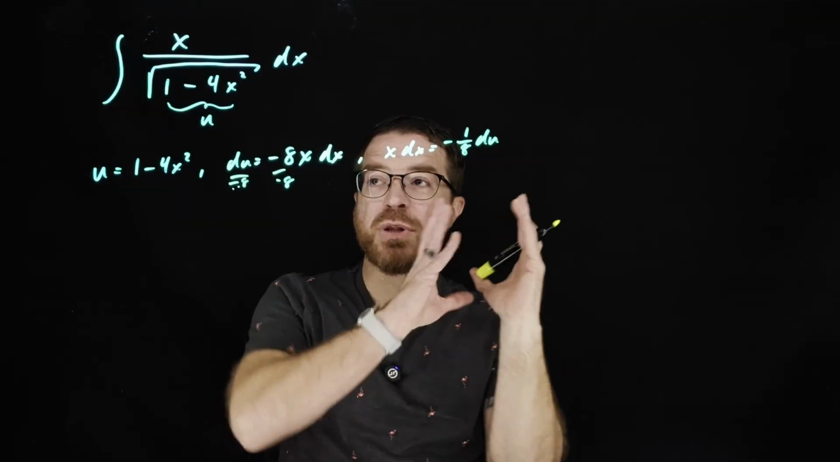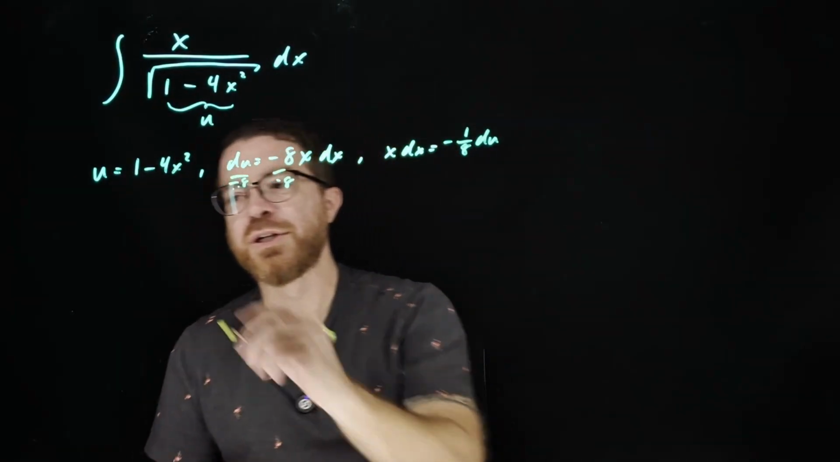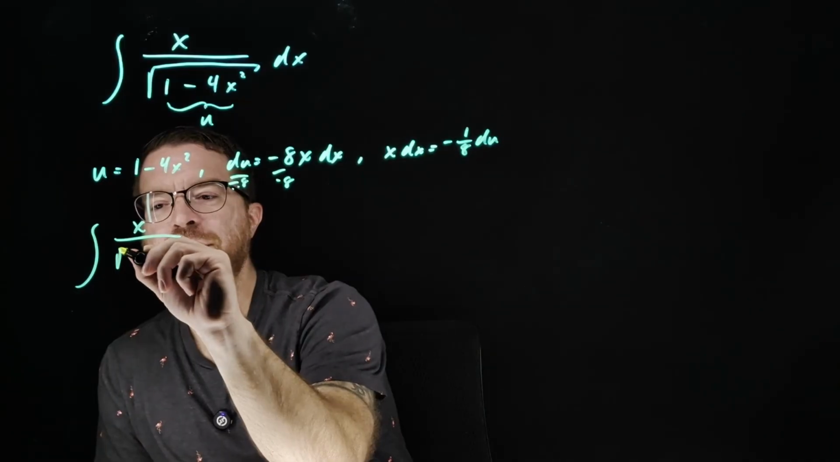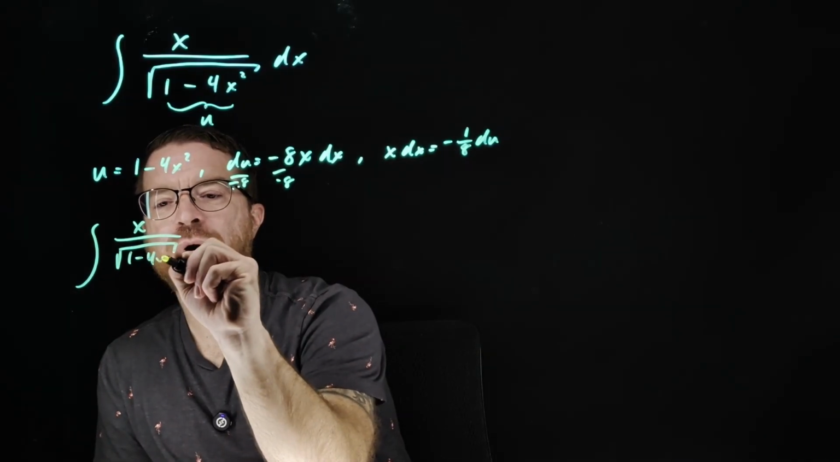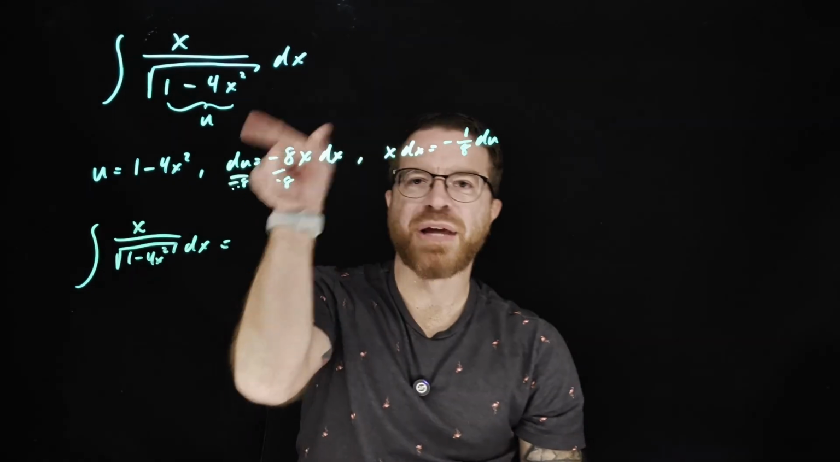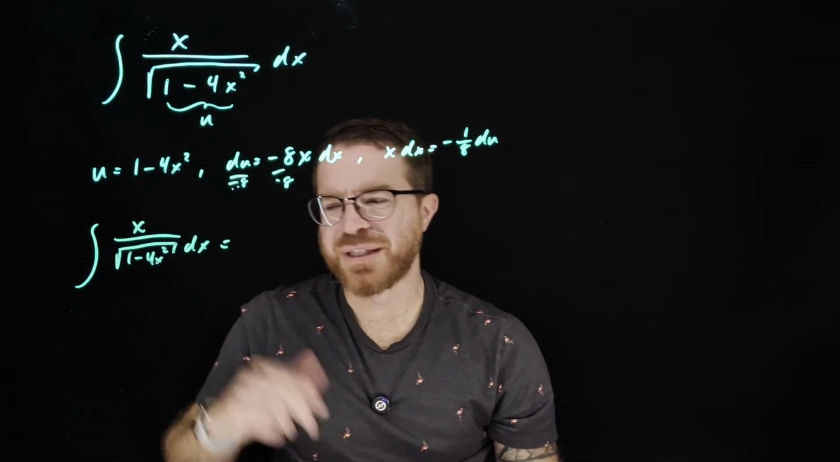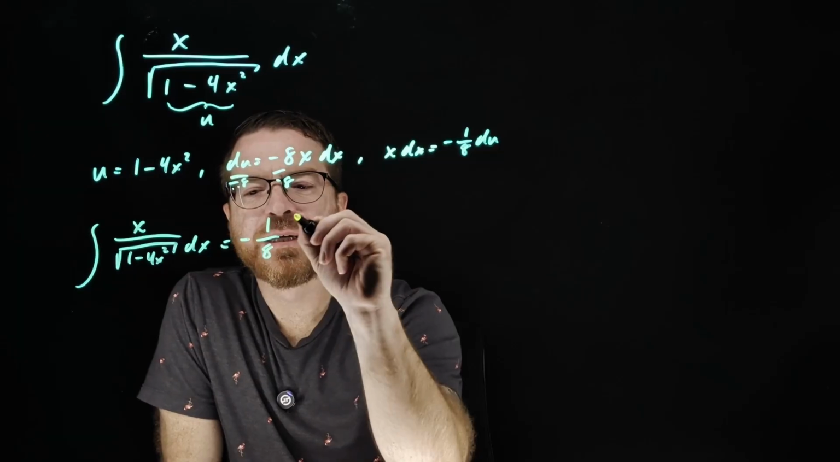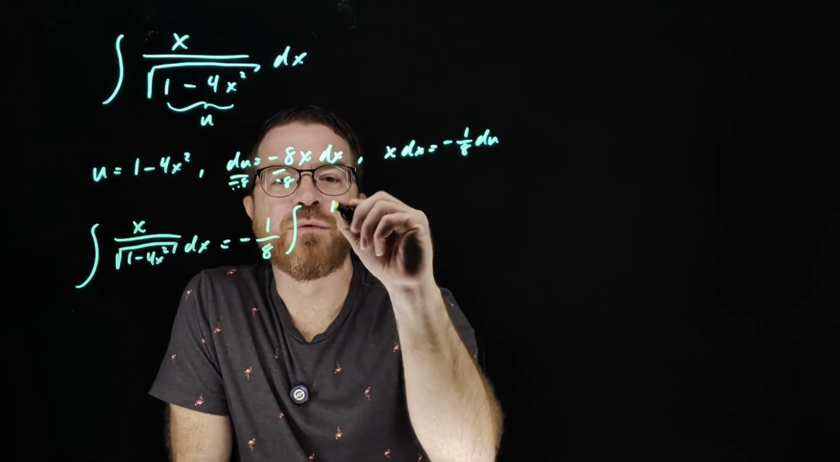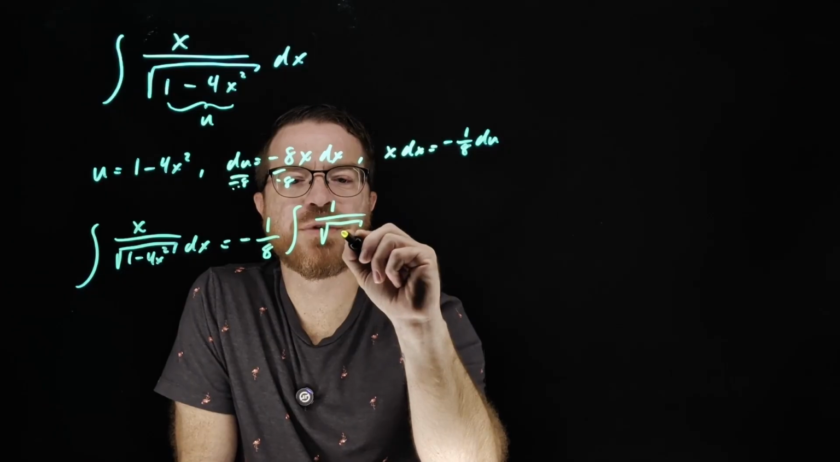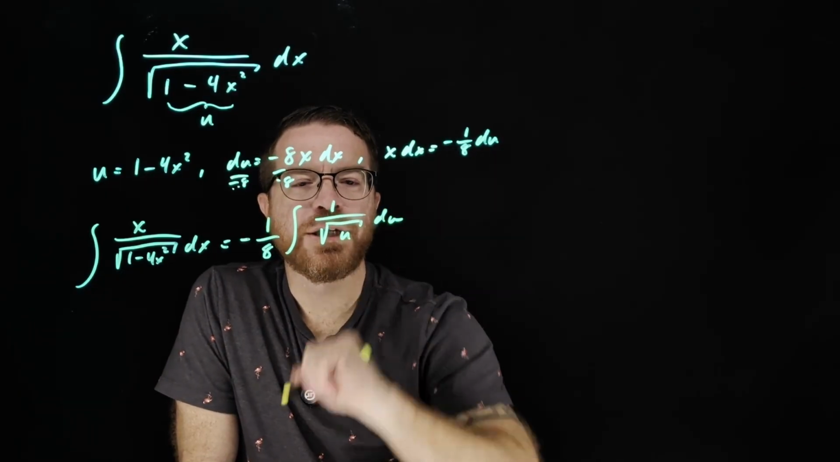So now we can actually plug all this back into our original integration. So we had our original integration, which was x over the square root of 1 minus 4x squared dx. And this is going to be equal to, I'm just going to pull that constant out like we end up doing in the second step anyway. So this is going to end up being minus 1/8 integral of 1 over the square root of u du.